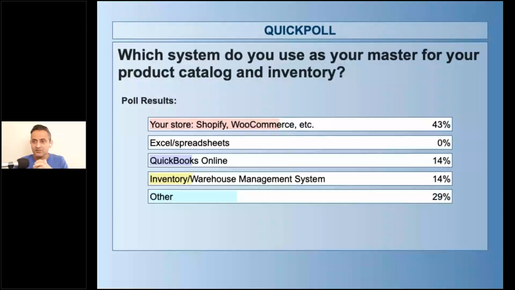Excellent. So what we see here is that almost half of you, 43%, are using your online channel as your system of record for your catalog and your inventory. 14% are using QuickBooks Online. Another 14% are using some sort of other dedicated inventory or warehouse management system. And 29% are saying other.